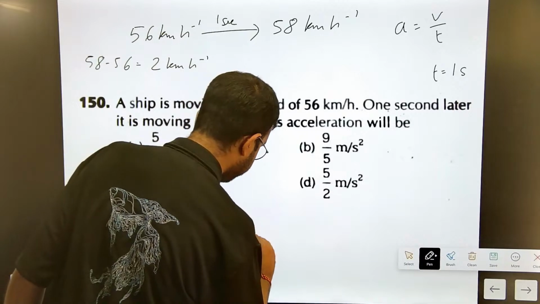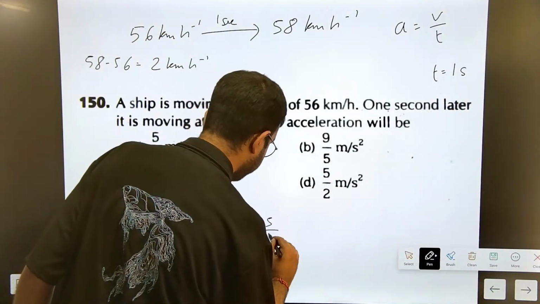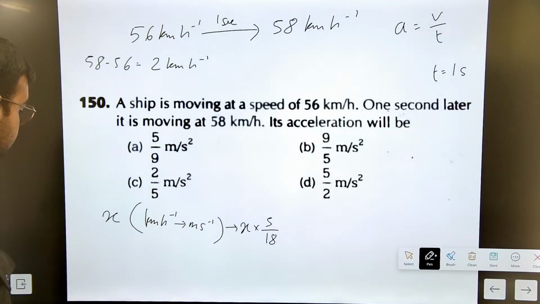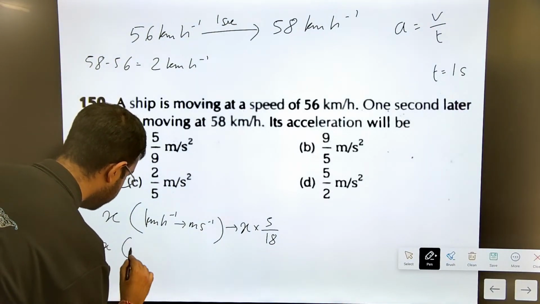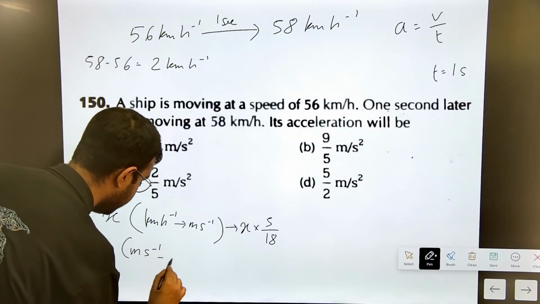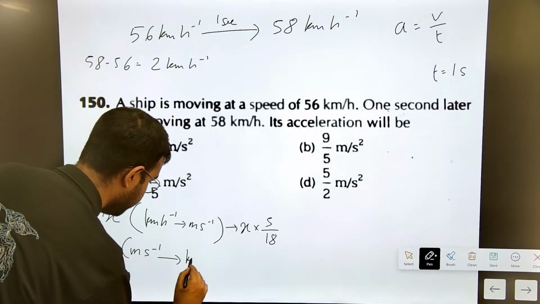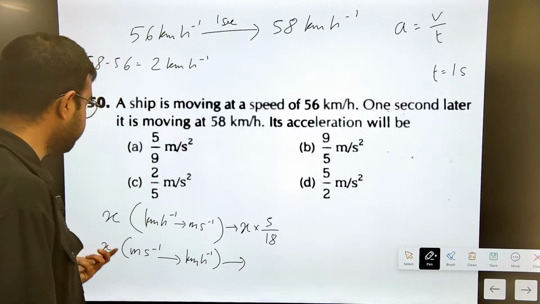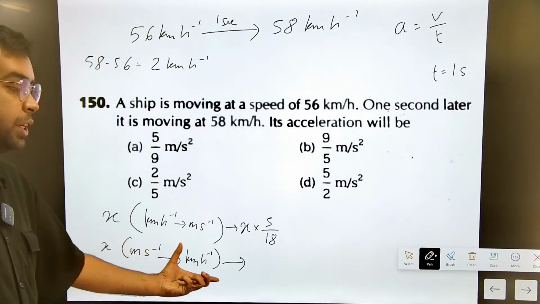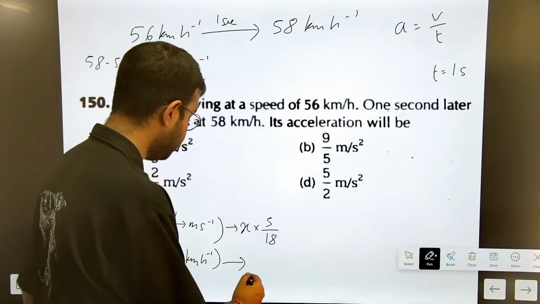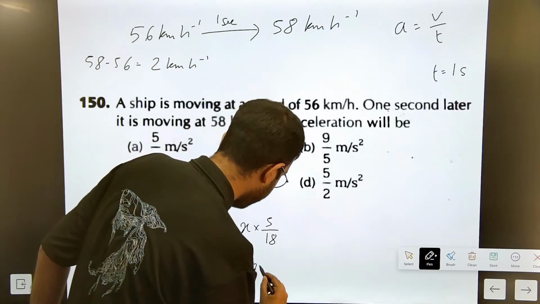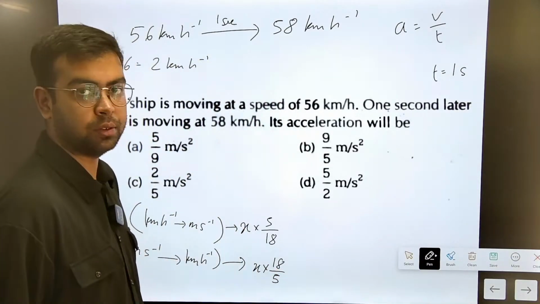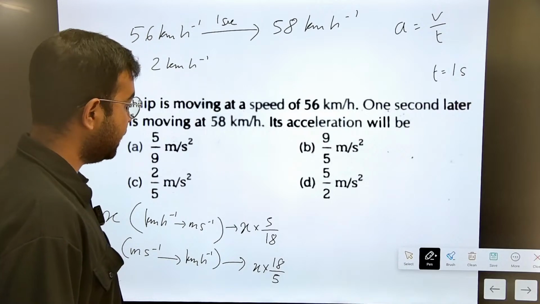Nothing, you just need to multiply x with 5 by 18, okay. And the reverse, if the value of x is given in meter per second and you need to convert it to kilometer per hour, then in that case, you need to multiply x into 18 by 5, okay.